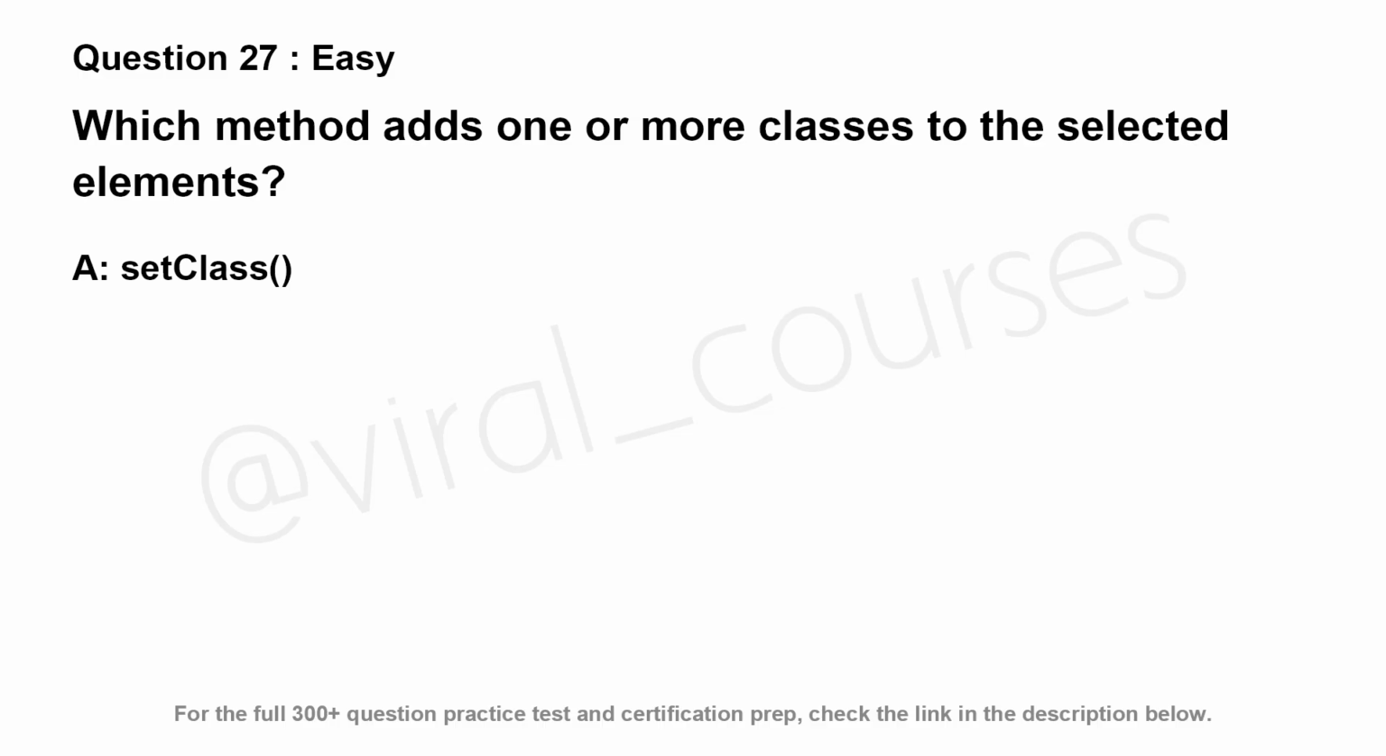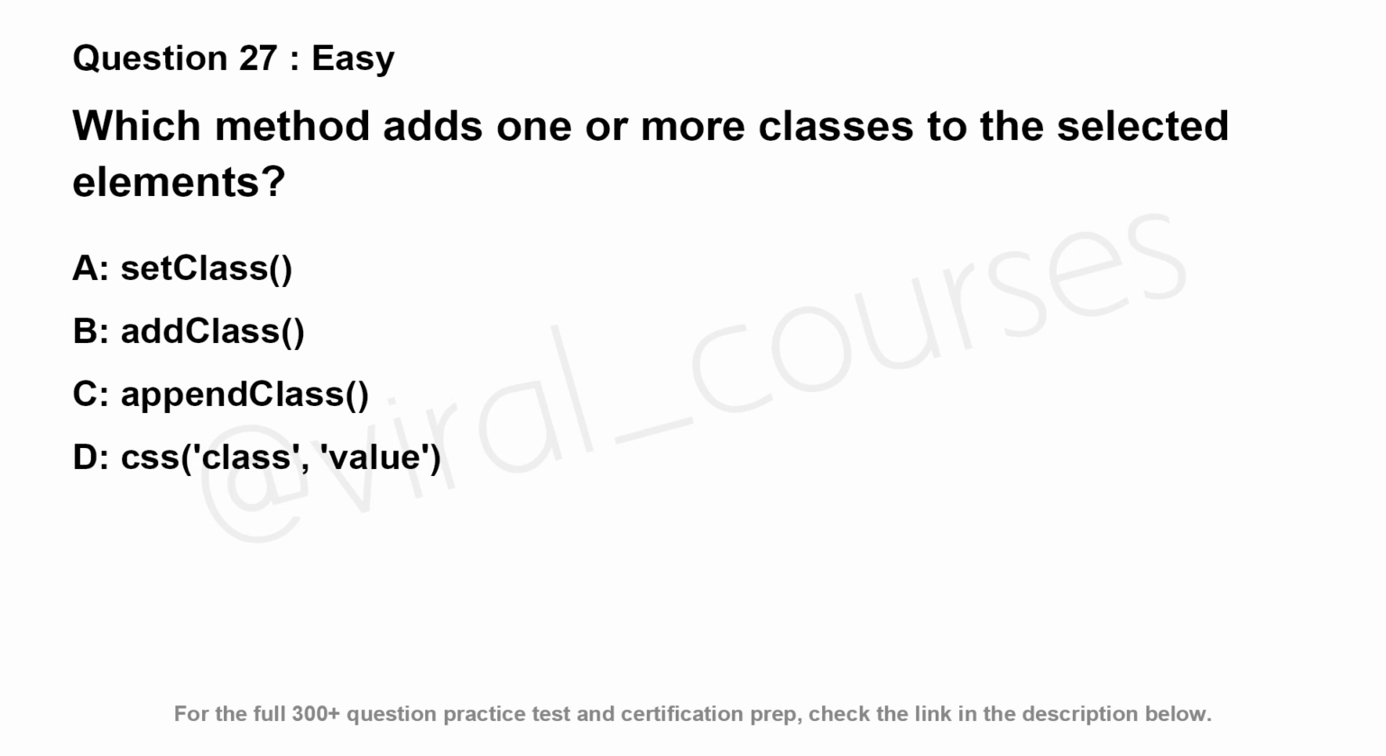Which method adds one or more classes to the selected elements? Option A. Set class. Option B. Add class. Option C. Append class. Option D. CSS class value.